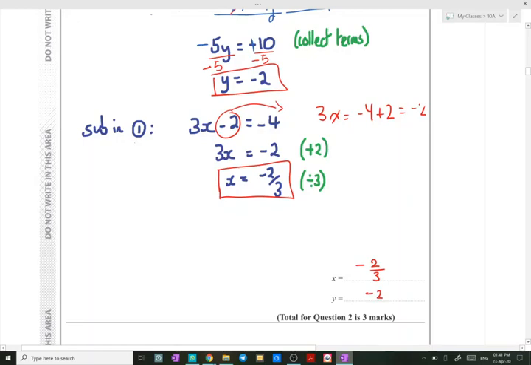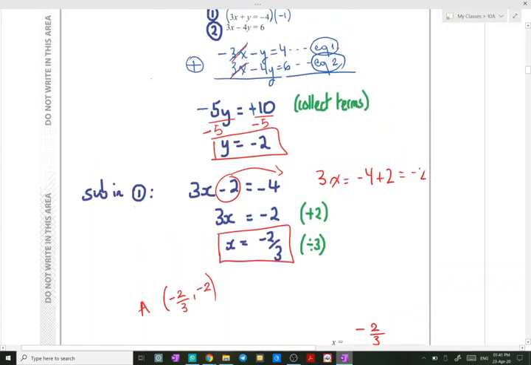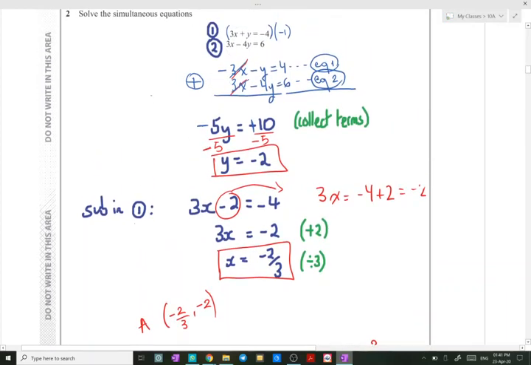In order for us to interpret this solution, x represents the x coordinate of the point of intersection, and y is the y coordinate of the point of intersection. Assume that its name is A. So these two equations represent lines that intersect at point A, whose coordinates are -2 over 3 and -2.